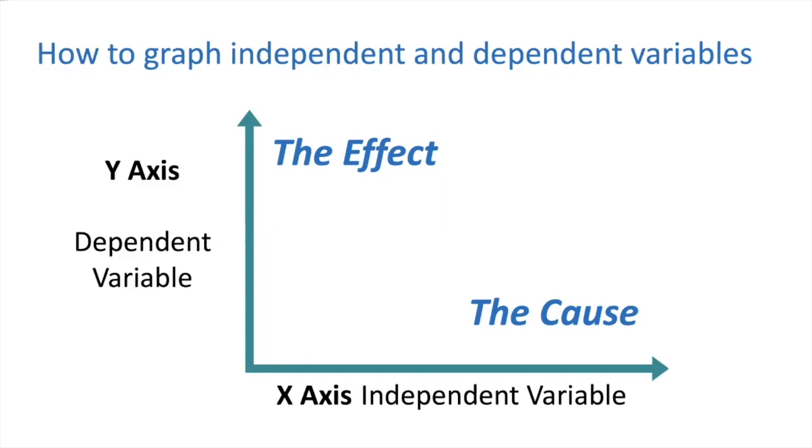Now, there is a standard way scientists and doctors like to graph the independent and dependent variables. On the x-axis, we have the independent variable. On the y-axis, we have the dependent variable. Another way of thinking about this is we have the independent variable, the cause, and the dependent variable, the effect.